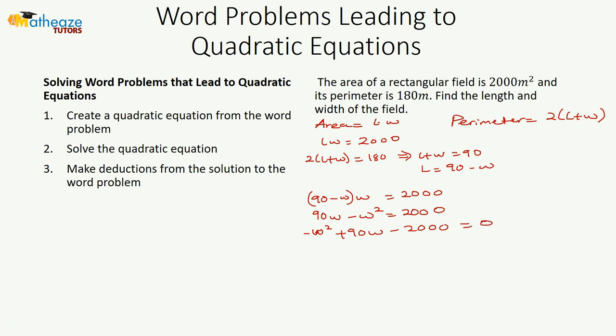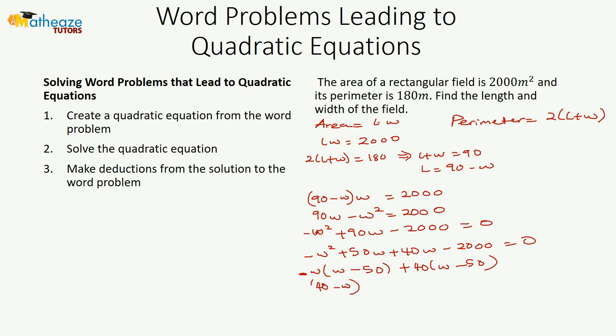Now you can use the quadratic formula, but I like to use the regular distribution if possible. So minus w squared plus 50w plus 40w minus 2000 equal to 0. So let's have minus w here, w plus 50, plus 40w minus 50. Actually, this should be minus 50 here. So we have 40 minus w, minus 50 equal to 0.